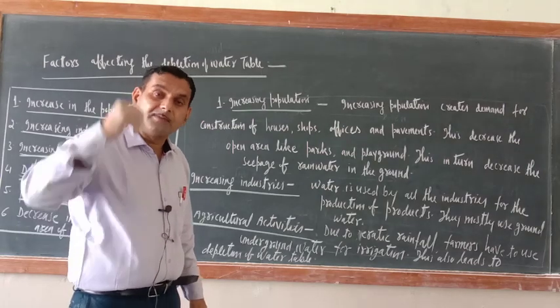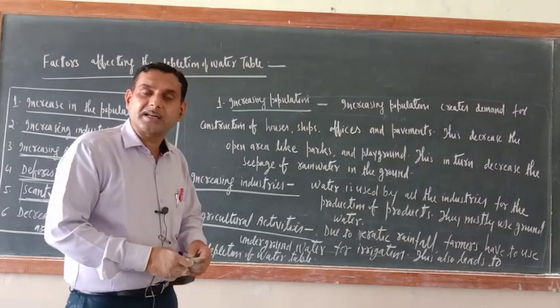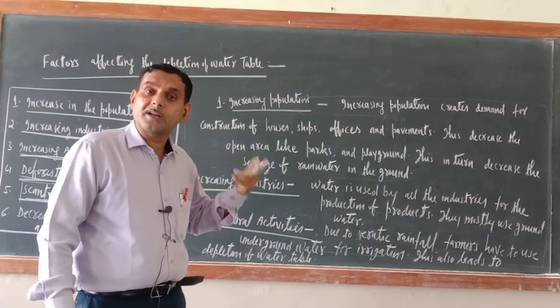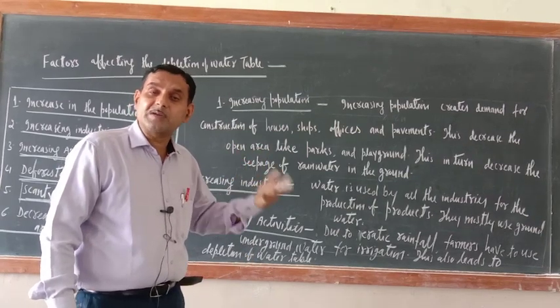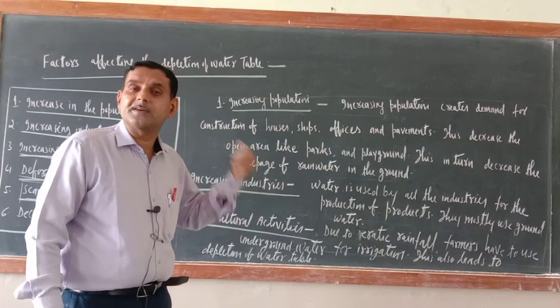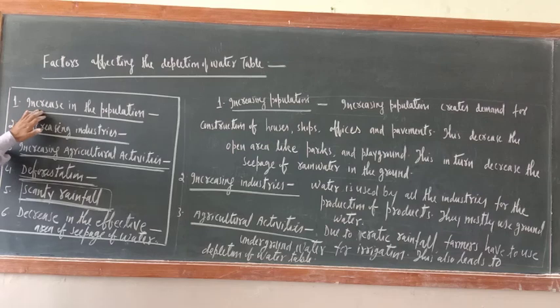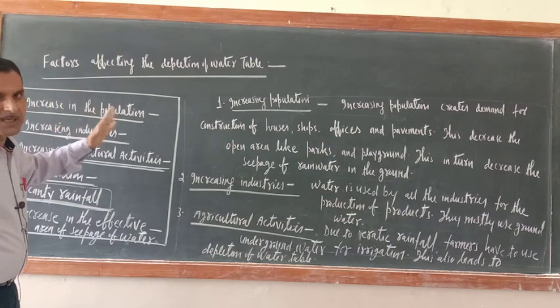Even if sufficient rainfall is there, water will not seep down to earth. Then groundwater will not be recharged and depletion of water table would be there. Correct or not? So the most important cause is increase in the population. That is why population should be controlled. If population is controlled, all the rest of the factors will automatically be controlled and our water table will not be depleted.